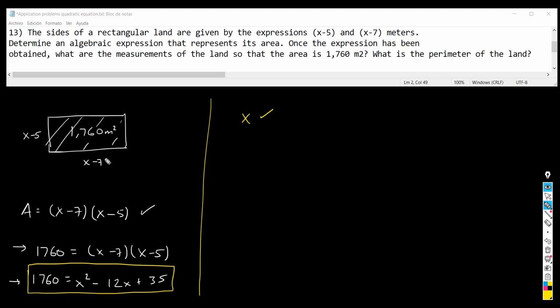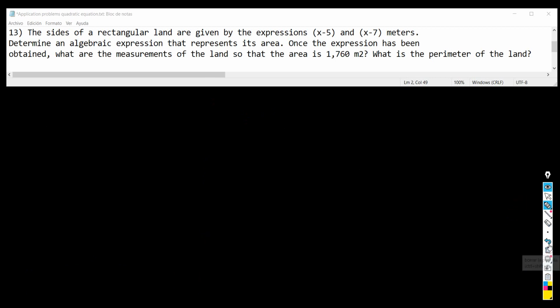And by doing this, we can find the length of this side and the length of this side, okay? And that solves this part: what are the measurements? And now, what is the perimeter of the land? You're just gonna have to add all four sides. That's about it. Let's move on.